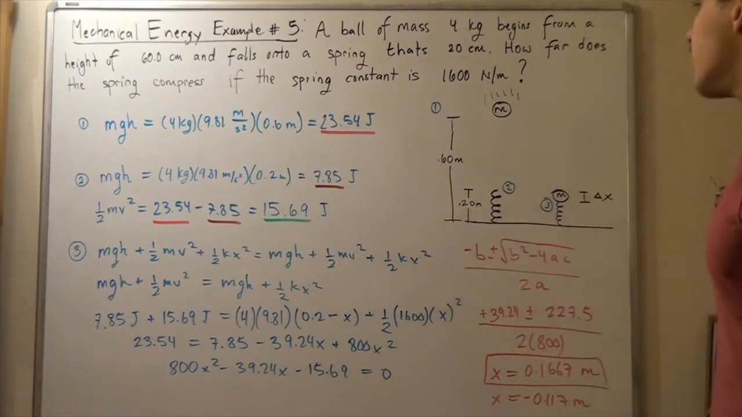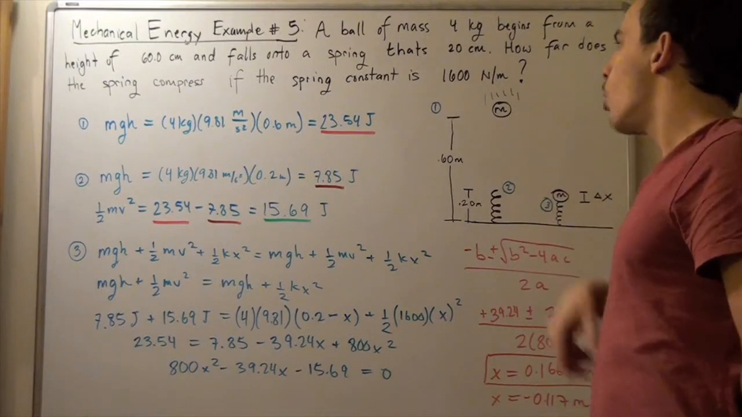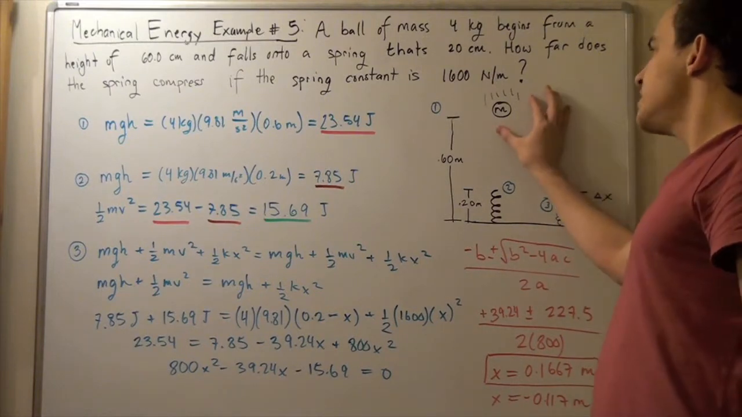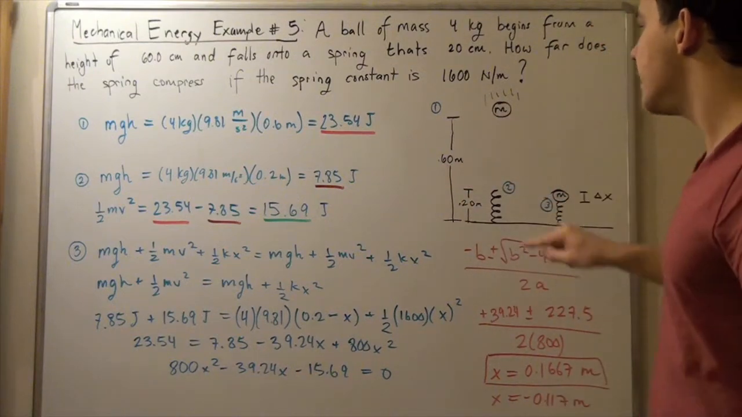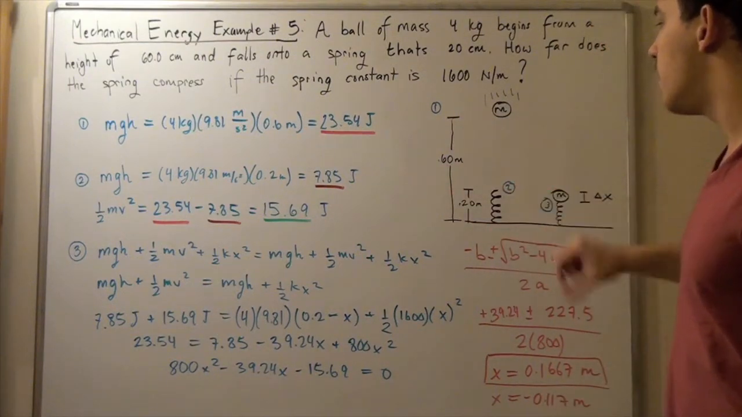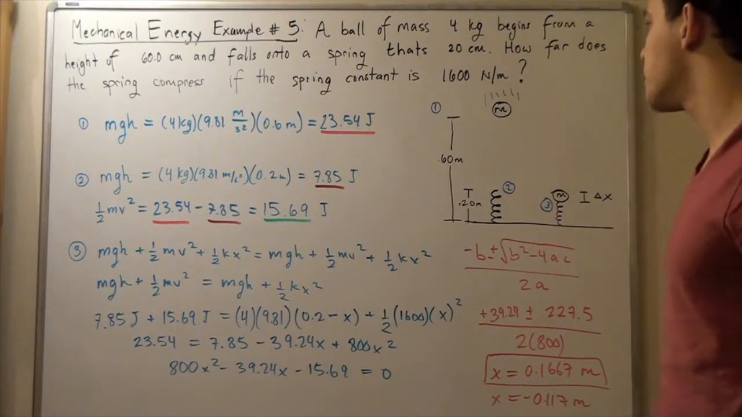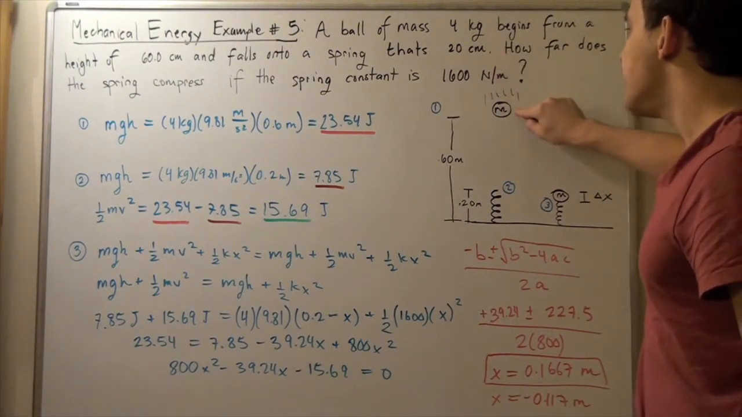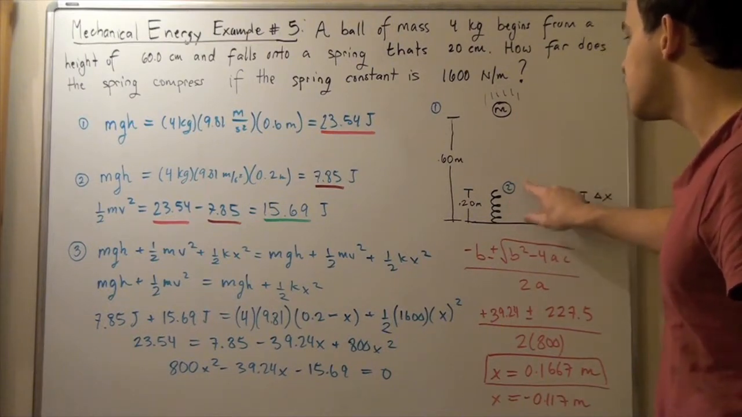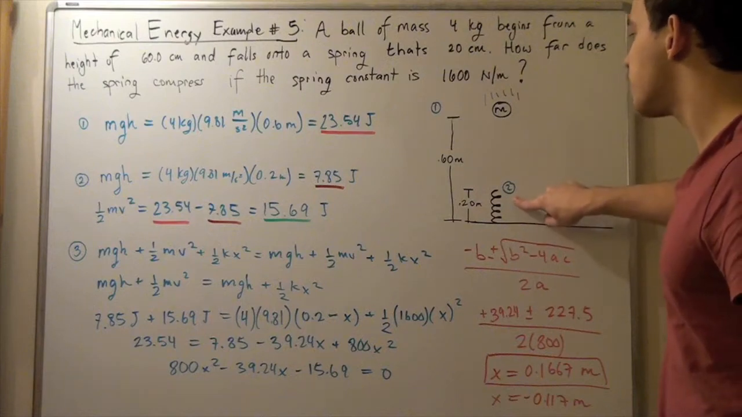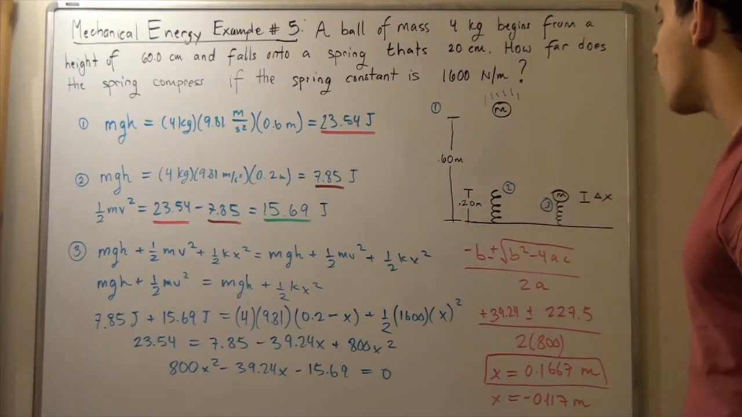So let's look at our diagram. Our first position is right before the ball begins traveling. At this position, at a height of 0.6 meters above the ground and at a height of 0.4 meters above our spring, our ball's velocity is 0 meters per second. So we let go and it begins traveling, and this position is the position right before our spring begins compressing, right before our ball hits our spring.